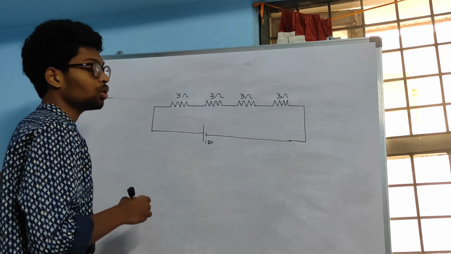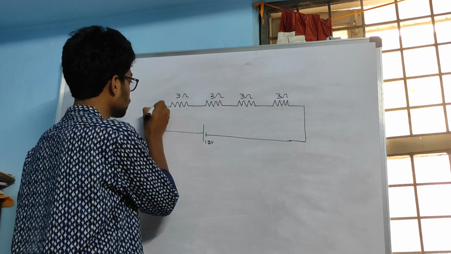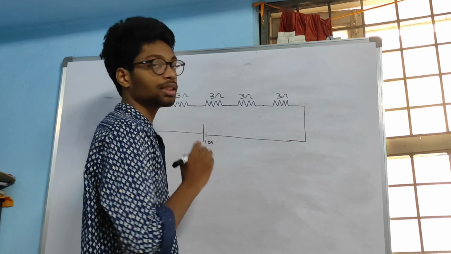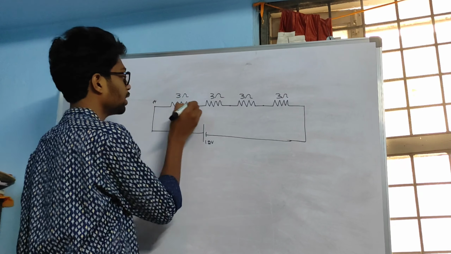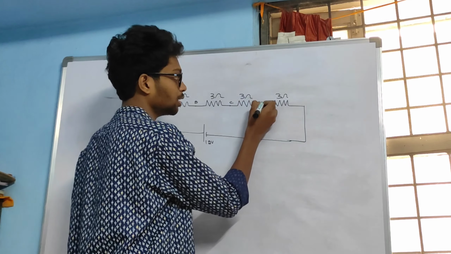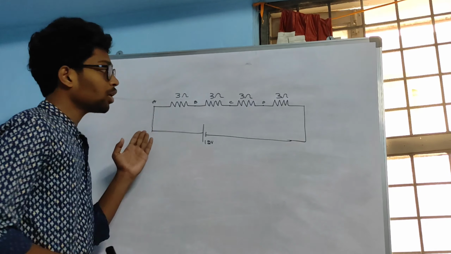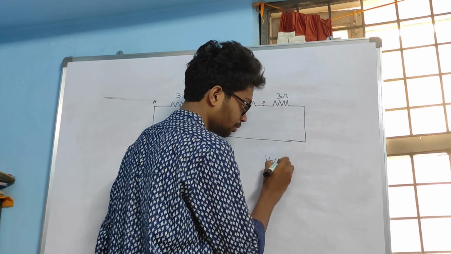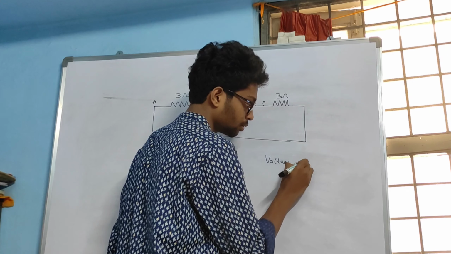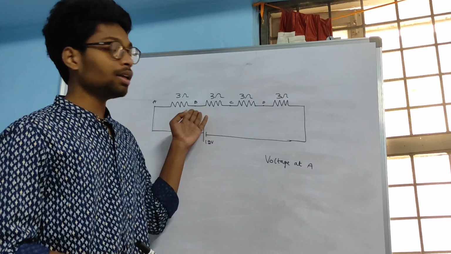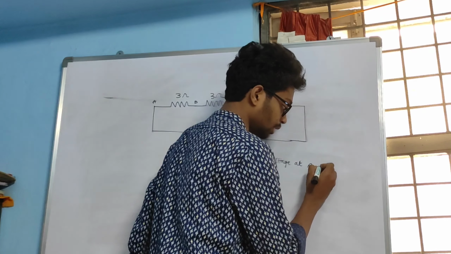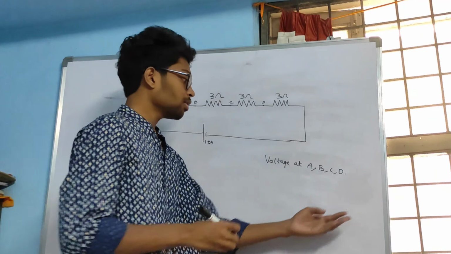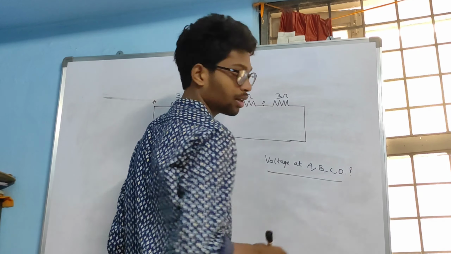So for this problem I have to find the voltages at the points. This is point A, point B, point C and point D. According to this question, I have to find the voltage at point A, voltage at point B, voltage at point C and voltage at point D. For this I am doing right now.